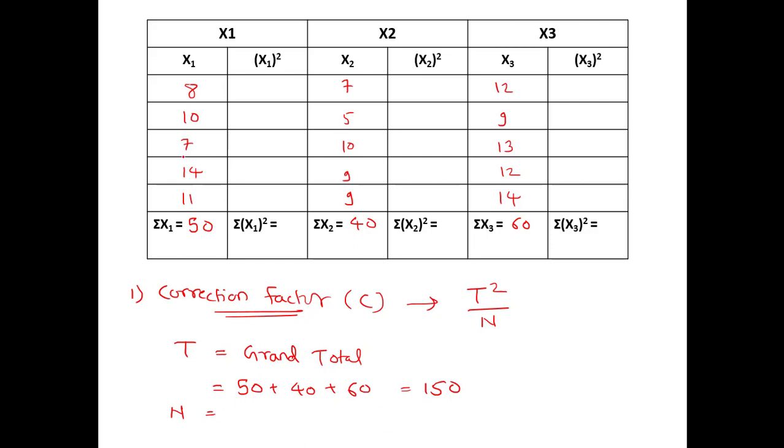And N here is the total number of samples. So here total elements of the sample is these 5 plus these 5 plus this 5. So total value of N is 15. So here our correction factor is 150 square upon 15, which is 1500. Let's move to step 2.